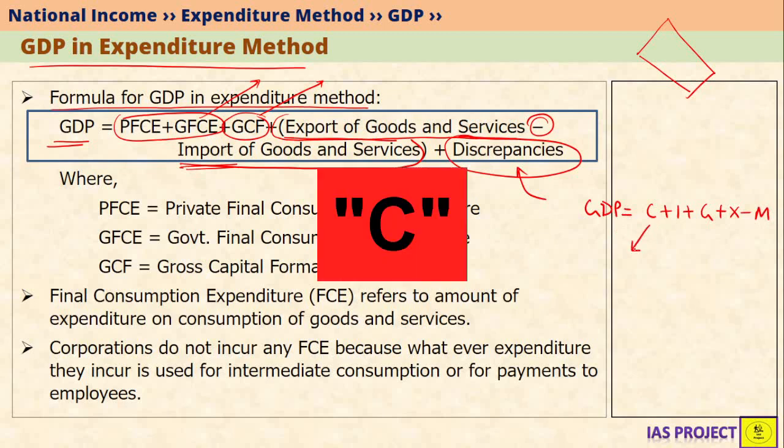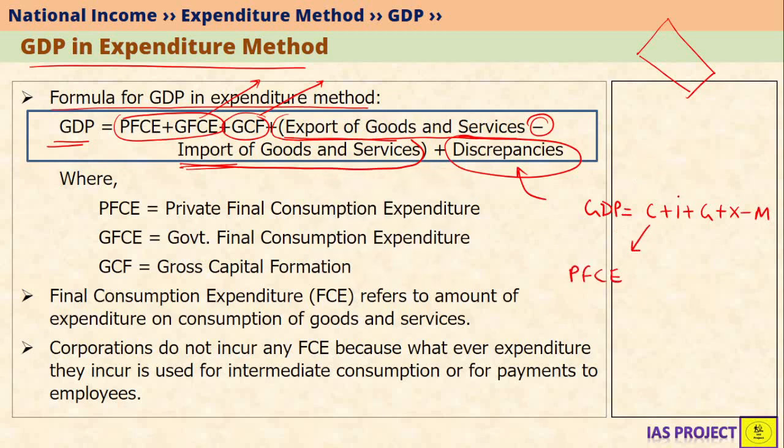What does this mean? C is nothing but private final consumption expenditure. I stands for investments, which is nothing but gross capital formation. G stands for government final consumption expenditure. So G is nothing but GFCE. X stands for exports. M stands for imports. So depending on the book you read, you may find two kinds of formula, which are actually very equivalent. This is very simple to remember also. GDP is nothing but C plus I plus G plus X minus M.